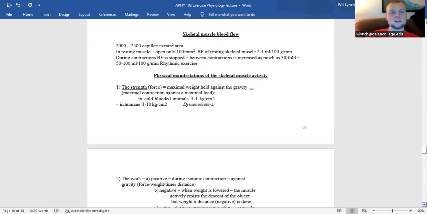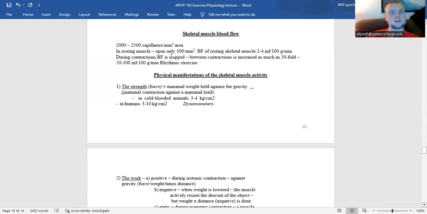Skeletal muscle blood flow, again, during exercise, we're going to get about a 10-fold increase. So we can get an opening of 2,000 to 2,500 capillaries per millimeter squared area. At rest, we're opening only about 100 per millimeter squared. So again, there's that 10 to 15 times increase. So blood flow of the resting skeletal muscle could be 2 to 4 milliliters per 100 grams of tissue. We're going to increase that a ton during contraction, so we can get it up to around 100 milliliters per 100 grams of tissue.